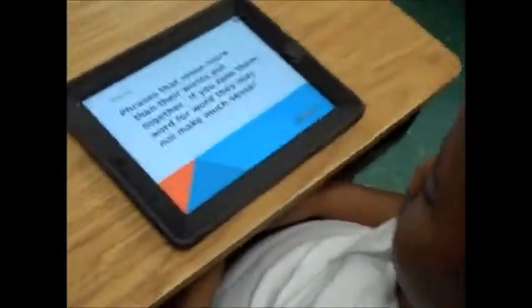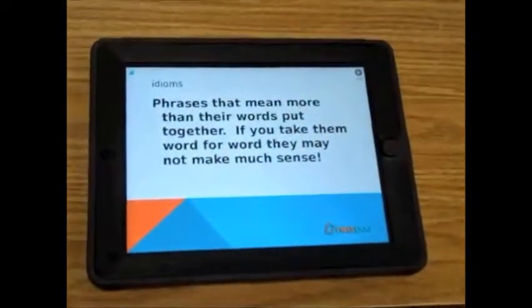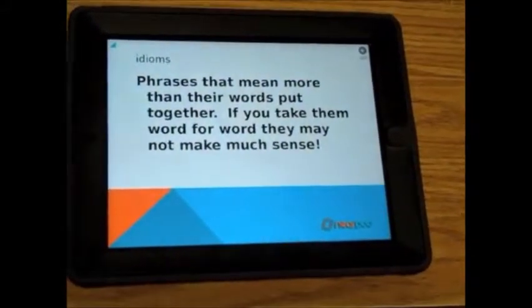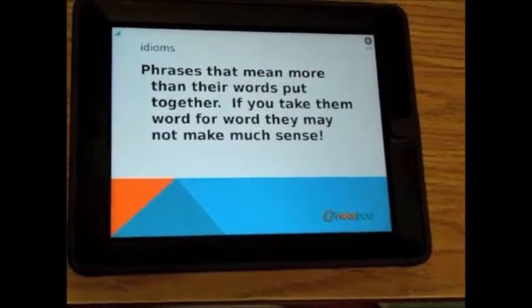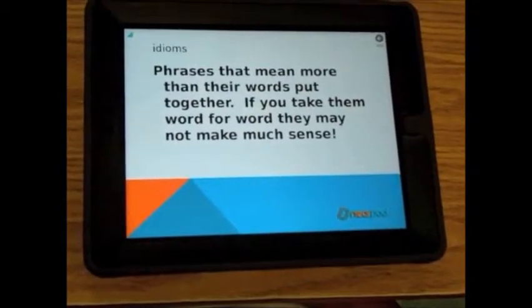Let's move on. Phrases that mean more than their words put together is what an idiom is. If you take them word for word, they probably don't make much sense. If someone were to tell you that cats and dogs were falling from the sky, would that make much sense to you? No. Let's look at a few other idioms.